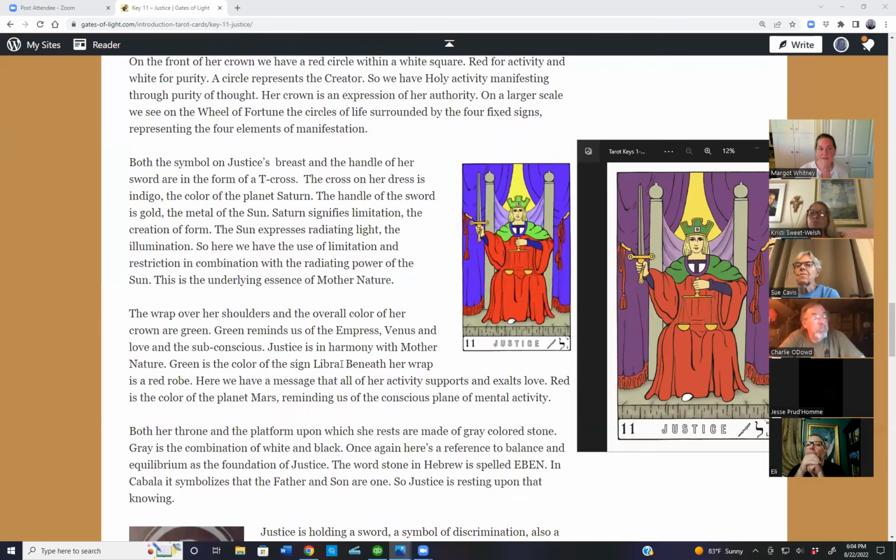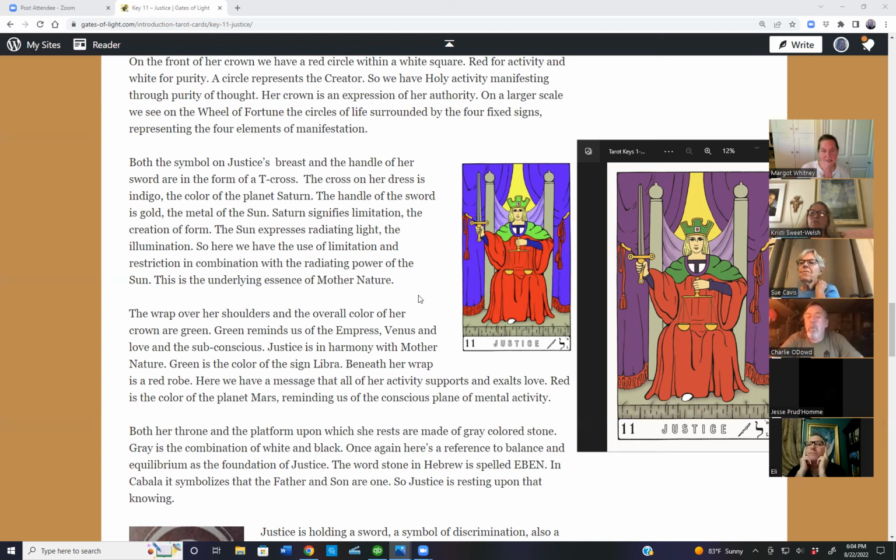Both the symbol on Justice's breast and the handle of her sword are in the form of a T-cross. So we have this and this. So now we've got both in front of us, but I'm going to leave it there because she will slide down. The handle of the sword is gold, the metal of the sun. The cross on her dress is indigo, the color of the planet Saturn.